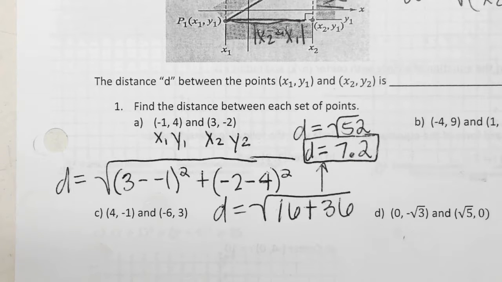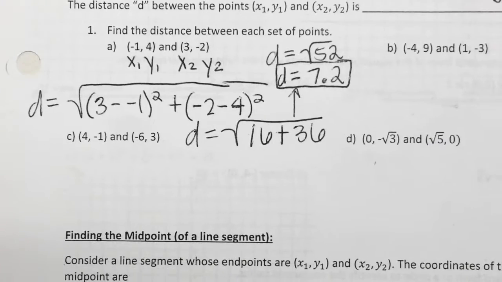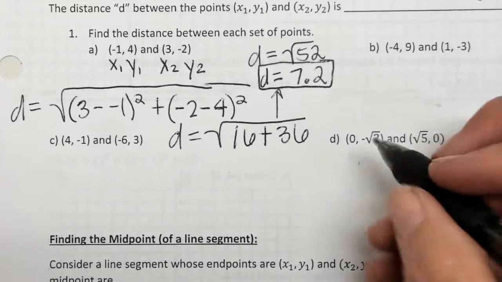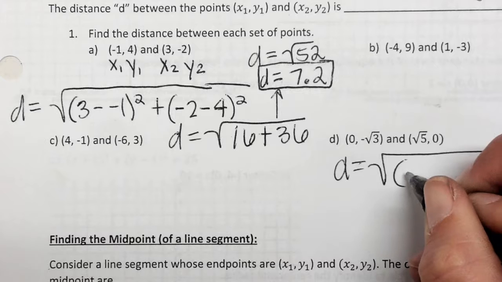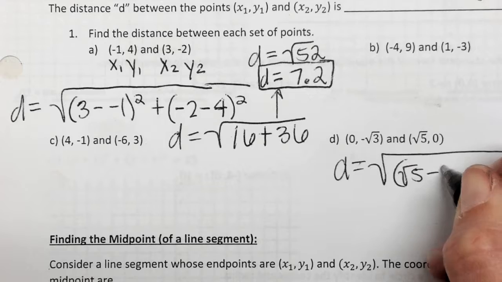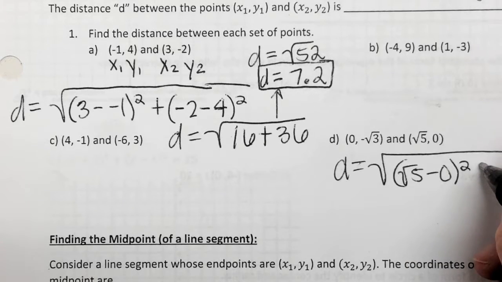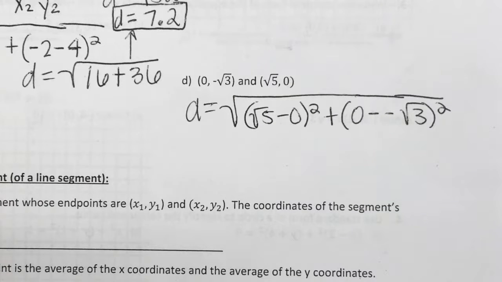Let's do one more together. Y'all want to do B, C, or D? D. We'll do D. Fine. Has square roots. Okay, so tell me at least how to set it up. It would be what minus what first? Root 5 minus 0 squared plus what else? 0 minus negative root 3. Squared. Good. This is actually pretty easy.